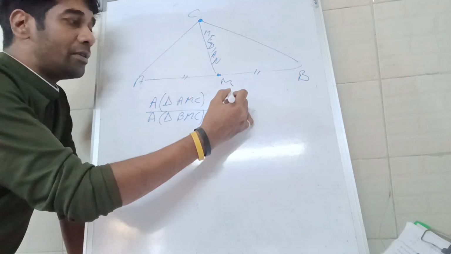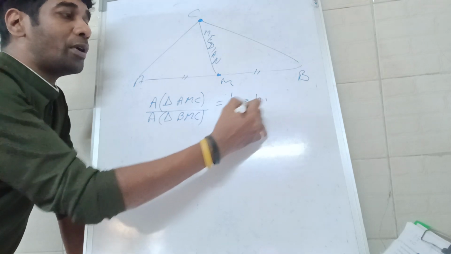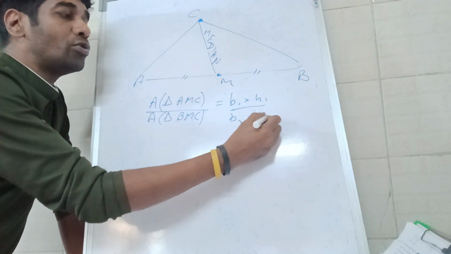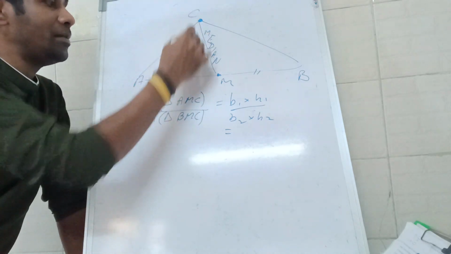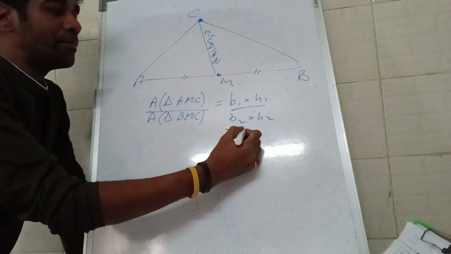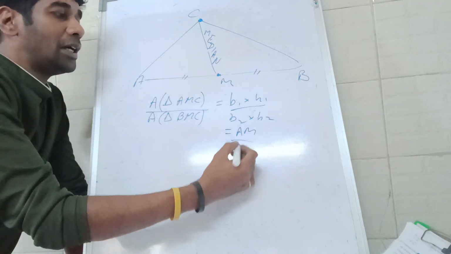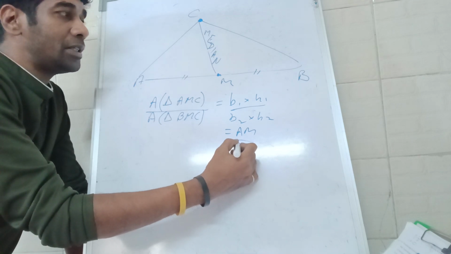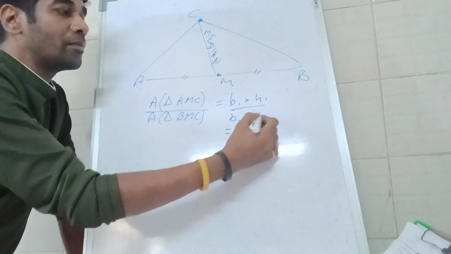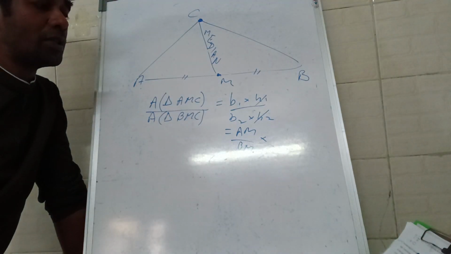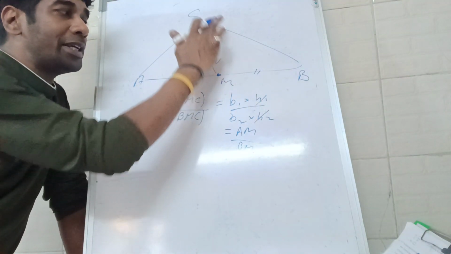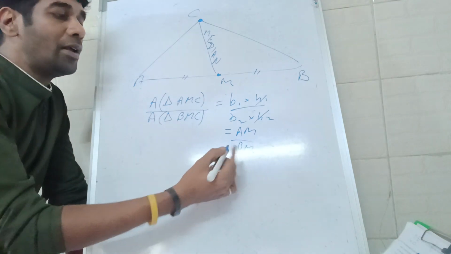So here I'll have the formula B1 into H1 upon B2 into H2. Base 1 for AMC is AM and for BMC it is BM. Both the heights are the same because they have a common vertex, so I can cut them here.